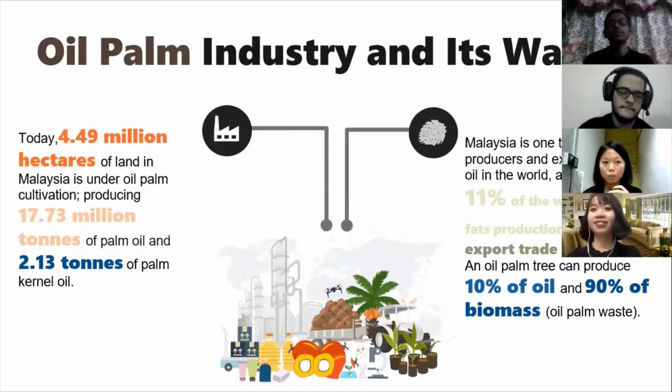And an oil palm tree can produce 10% of oil and 90% of biomass, which is the oil palm waste. Since we have 90% of the oil palm waste, we cannot just extract the oil and throw away the waste, right? So there is some research that has been done to find ways to fully utilize the oil palm waste. Next slide.